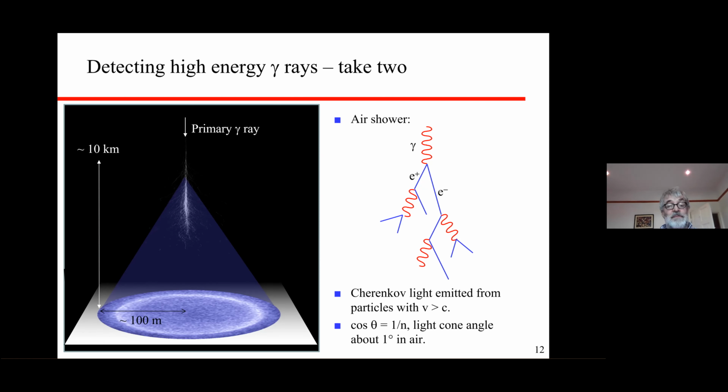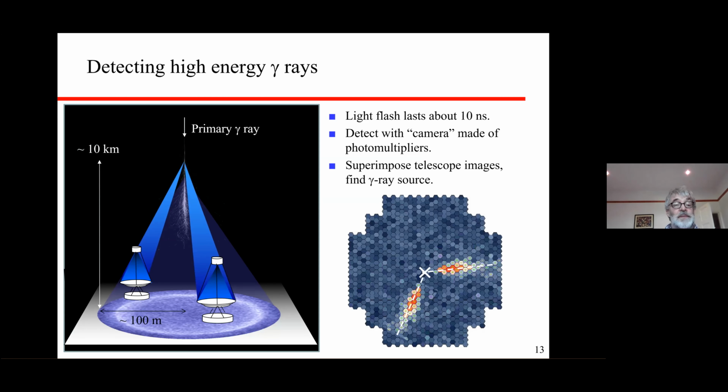So we have to try and measure that cone of light somehow, so we can deduce that this primary gamma ray, this high energy cosmic particle, hit the atmosphere. So what we do is we place telescopes on the ground which are designed to measure this Cherenkov light. The Cherenkov light hits the mirror here and is bounced up onto a camera, okay? And what you see is a light flash that's very, very short. It lasts about 10 nanoseconds, so 10 times 10 to the minus 9 seconds. And you try and detect that with a very, very sensitive camera.